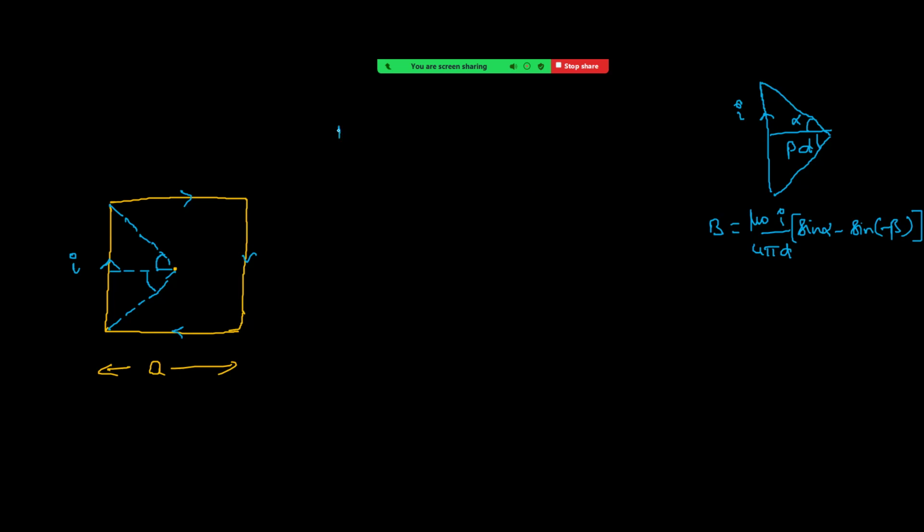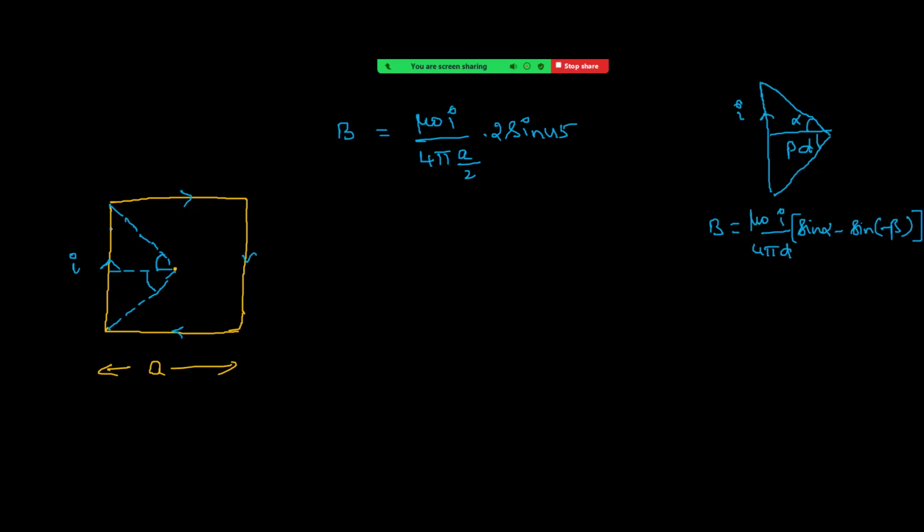So the field equals mu naught I by 4 pi D, and in the place of D, the distance of that point from this wire is a by 2. It is a by 2, sine 45 minus sine minus 45. So minus of minus becomes a plus, it is 2 sine 45. Okay, and now focus on the direction part.